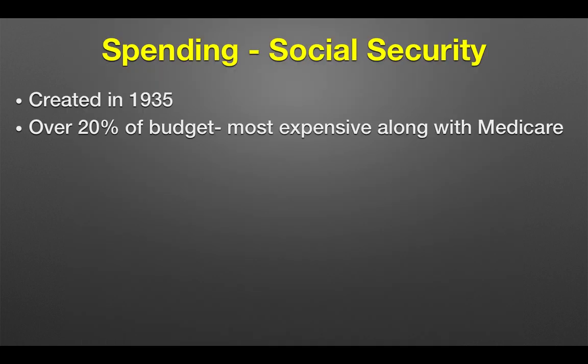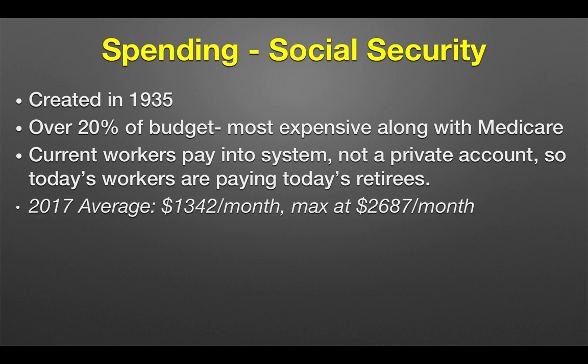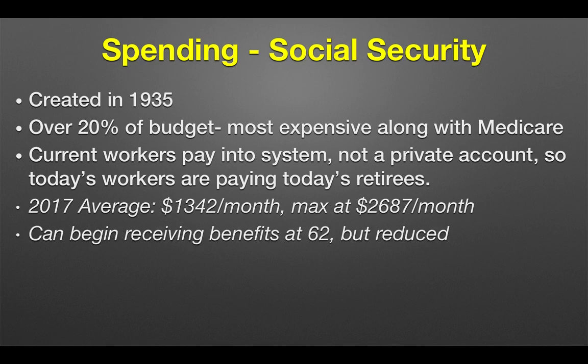Spending: Social Security, created in 1935, over 20% of the budget, most expensive along with Medicare. Current workers pay into the system, not a private account. So today's workers are paying today's retirees. 2017 average was $13.42 a month, max of $26.87 a month. So that's the payout that you get when you retire. You can begin receiving benefits at 62, but reduced.